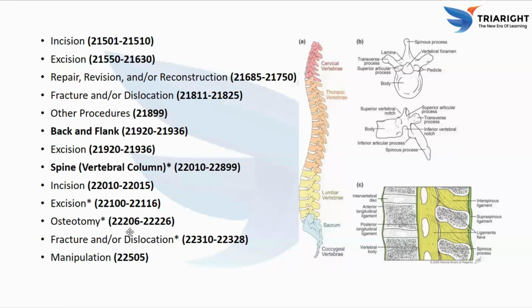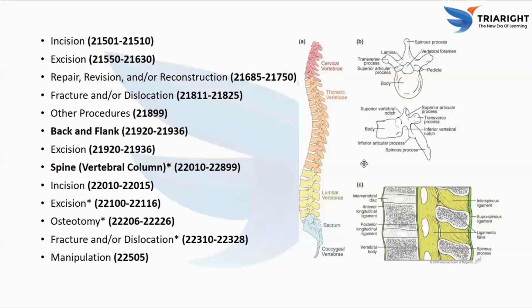So next is manipulation. The code is 22,505. Manipulation is the manual correction without surgery. So without performing a surgery, a bone or a muscle shape and structure can be corrected. That comes under manipulation. It is often done under anesthesia. For example, manipulation of the spine for alignment.